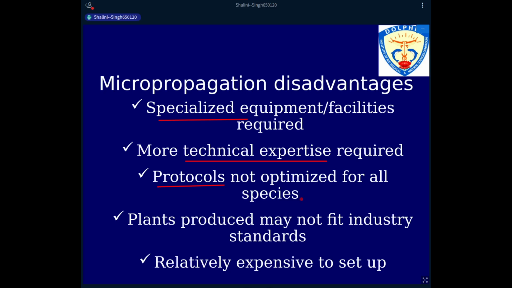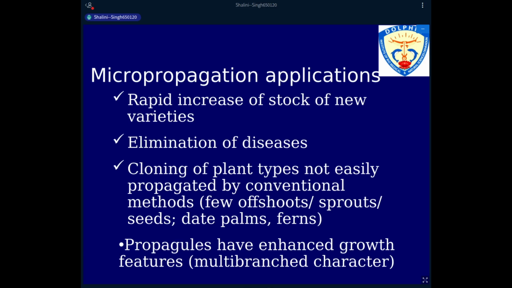Plant products may not fit industry standards. Sometimes it may happen that whatever you are producing, the time of production and the quality of production may not fit according to industry standards. Relatively expensive to set up. When you are setting up a tissue culture laboratory, it will be relatively expensive. Relative to what? Where you grow your plants? To the fields. If you have your own field and you are growing these plants in lab conditions, then it will be comparatively expensive.